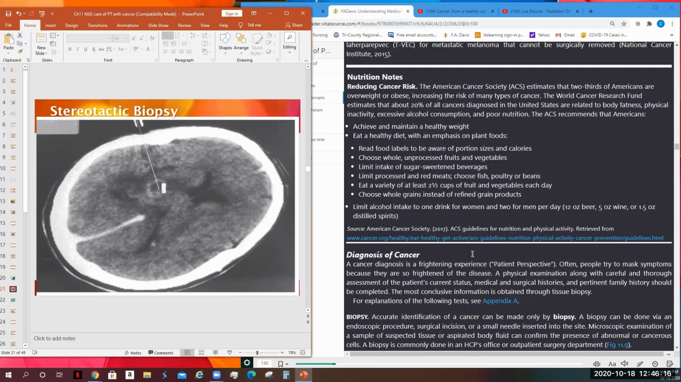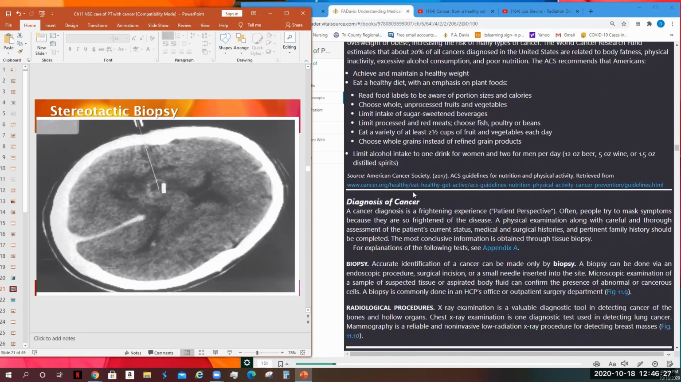The ACS recommends that Americans achieve and maintain a healthy weight. Eat a healthy diet with an emphasis on plant foods. Read food labels to be aware of portion sizes and calories. Choose whole, unprocessed fruits and vegetables. Limit the intake of sugar-sweetened beverages. Limit processed and red meats. Choose fish, poultry, or beans.